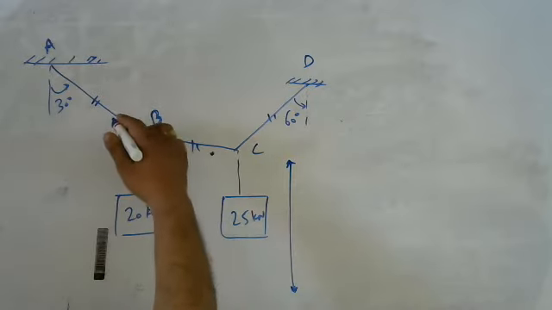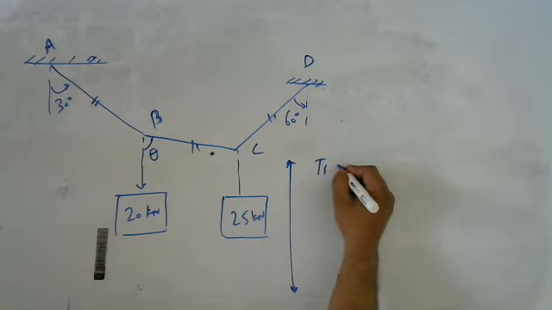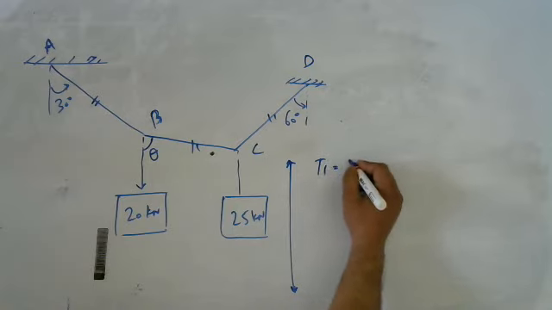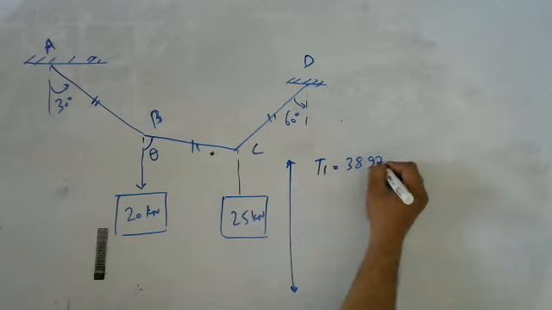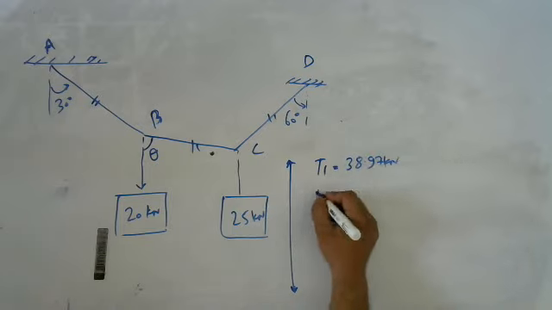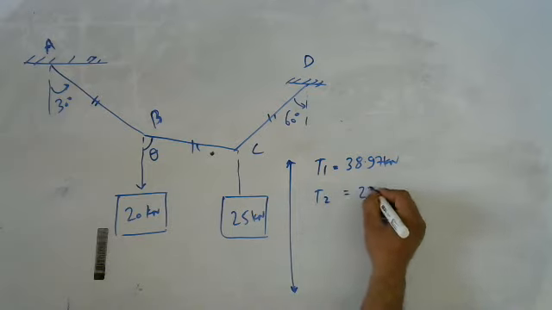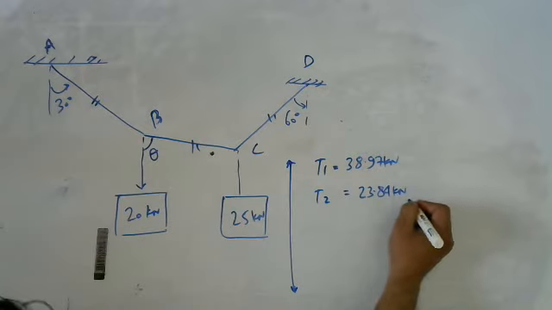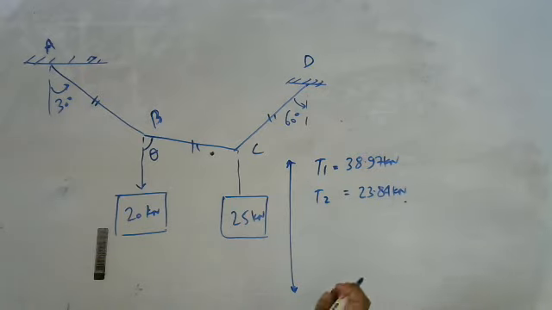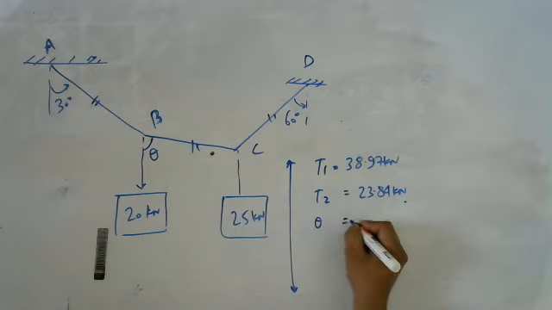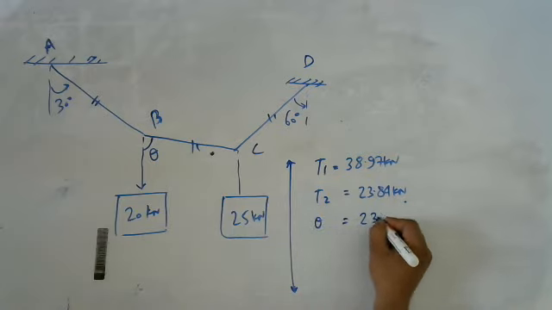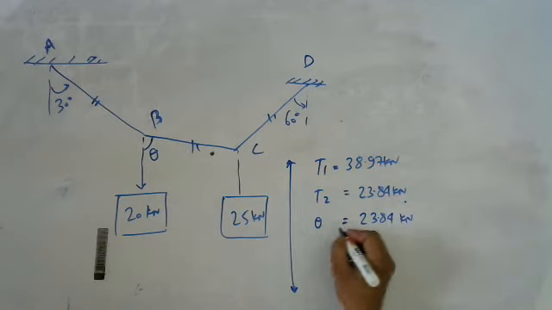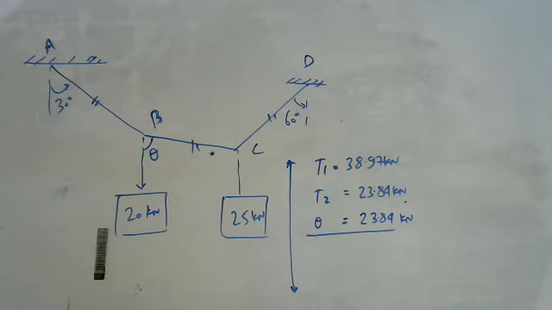Let us assume this force is T1. So T1 is equal to 38.97 kilonewton, and T2 is equal to 23.84 kilonewton are the answers. And the angle theta, which is also asked, okay, so these are the unknowns. Simply you can find them out.